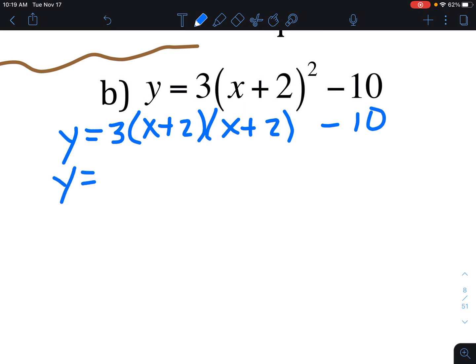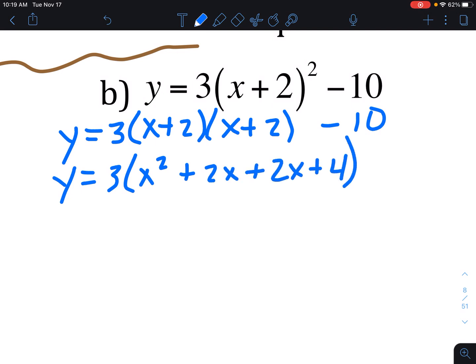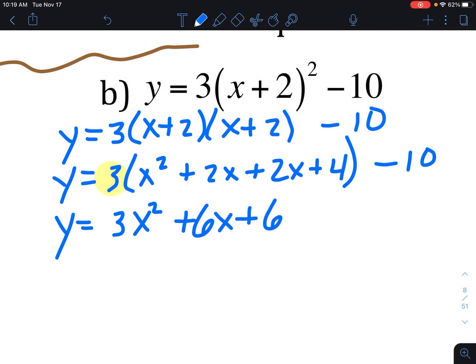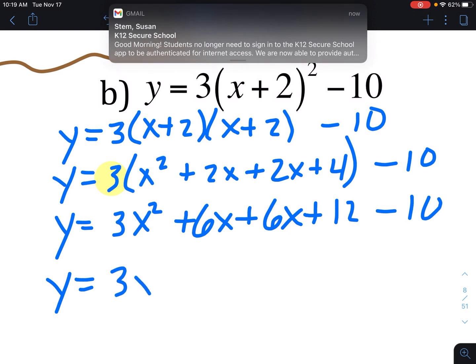Let's bring down the 3 and just FOIL the x plus 2's. First, outer, inner, and then last. Bring down the minus 10 after the parentheses. That minus 10 at the end, that k, if you will, goes into the last step, the combining like terms step. Now we're going to distribute the a, which is 3. So multiply 4 times. And now we're going to combine like terms.